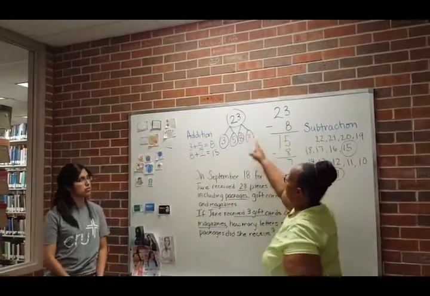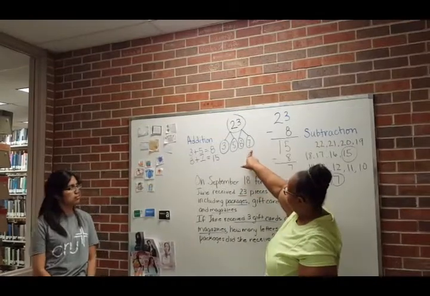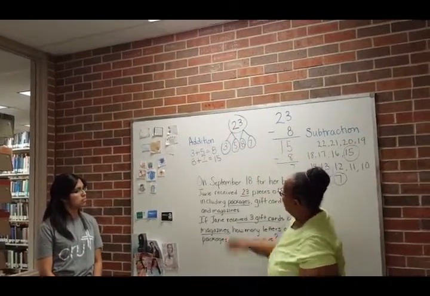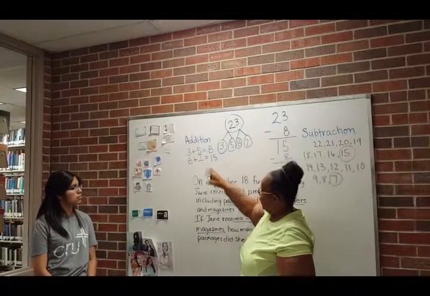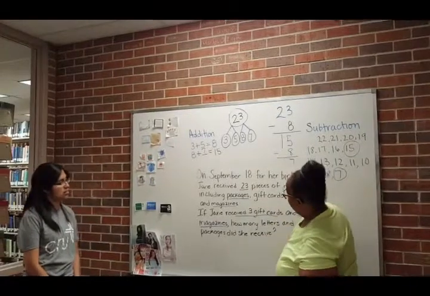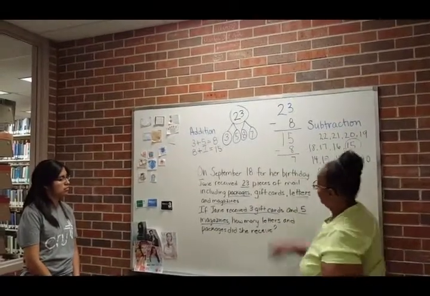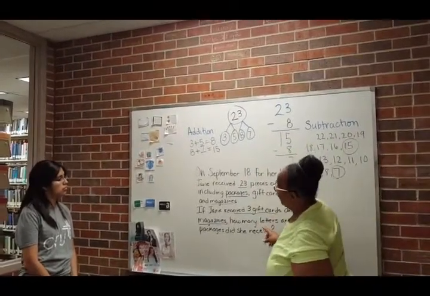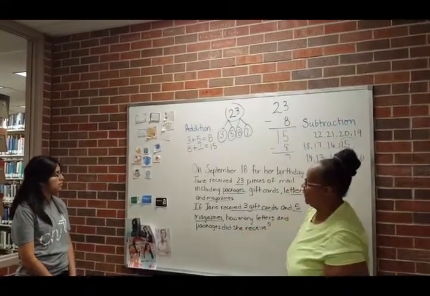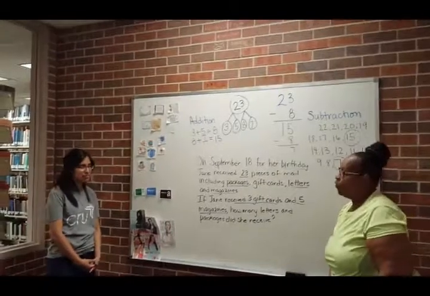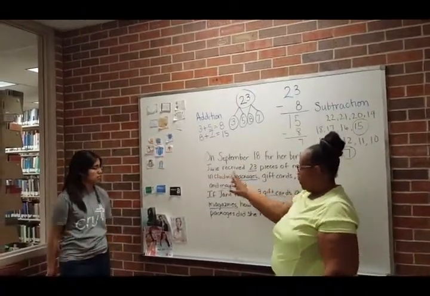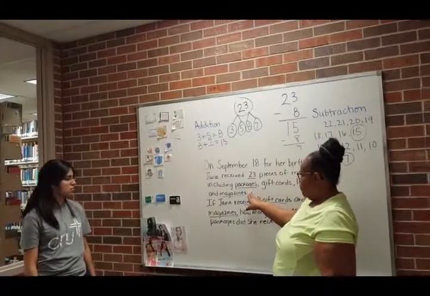So to finish filling out our math bond, we would put a 7 in the other one, and that should all equal 23. So let's add this. 8 plus 15 equals what? 23. So we know that Jane received 8 packages and 7 letters.